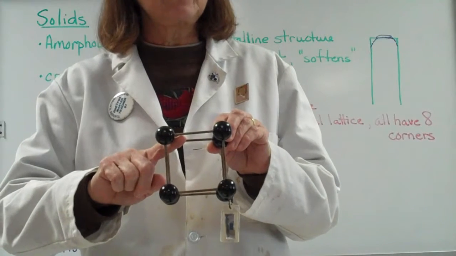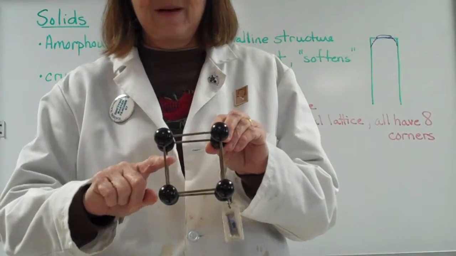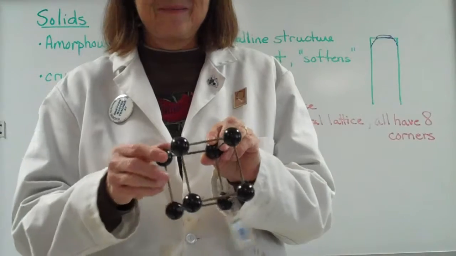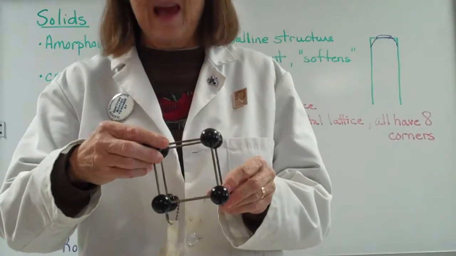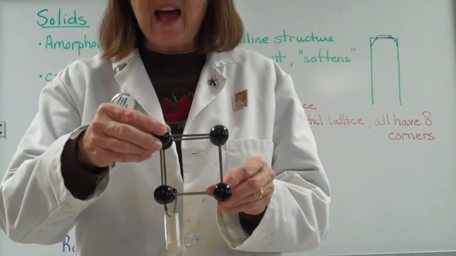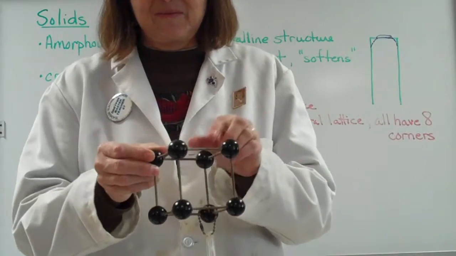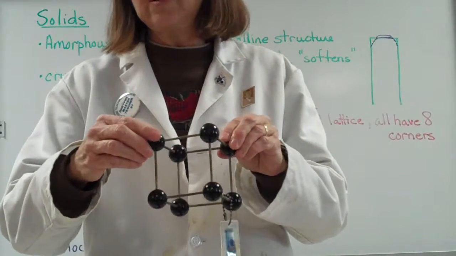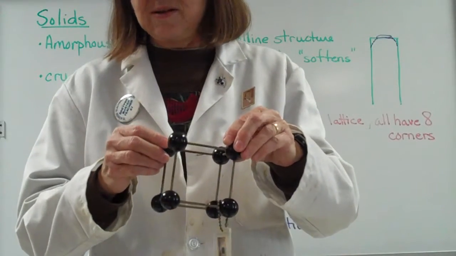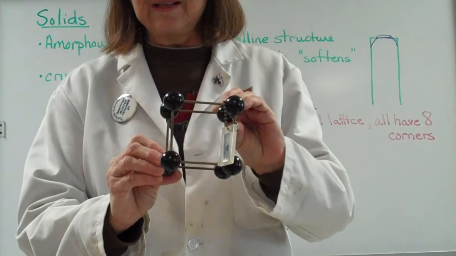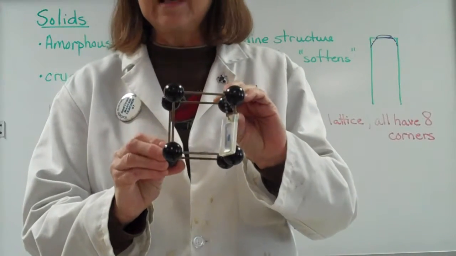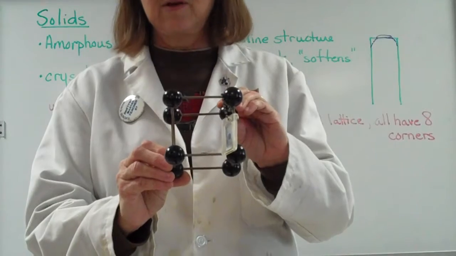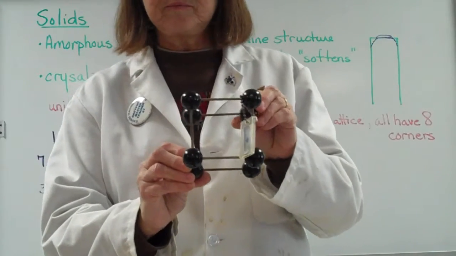And, let me see, what do they call these? Alpha is equal to beta is equal to gamma. All of the angles are the same. And as you can see within this unit cell, all the angles are 90 degrees. This is a basic or primitive unit cell.